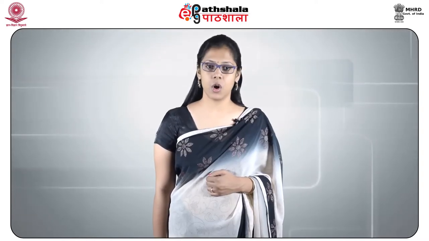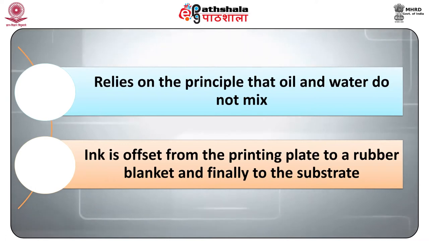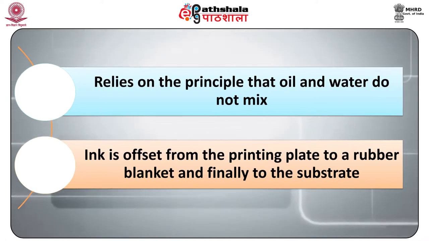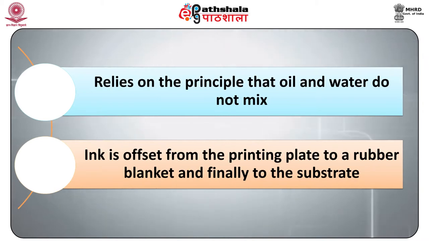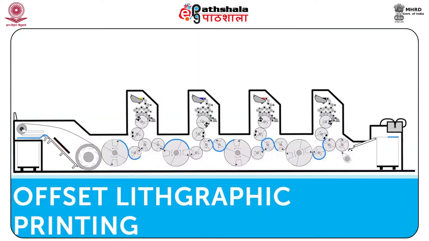Now let us discuss offset lithography. Offset lithography differs from other printing processes in two ways. First, its success relies on the principle that oil and water do not mix. And second, the ink is offset from the printing plate to a rubber blanket and finally to the substrate. It may be a paper or plastic surface. Offset lithography is a planographic printing process, meaning that the printed and the non-printed areas of the plate reside within the same plane. Simply put, a lithographic printing plate appears completely flat to an observer.